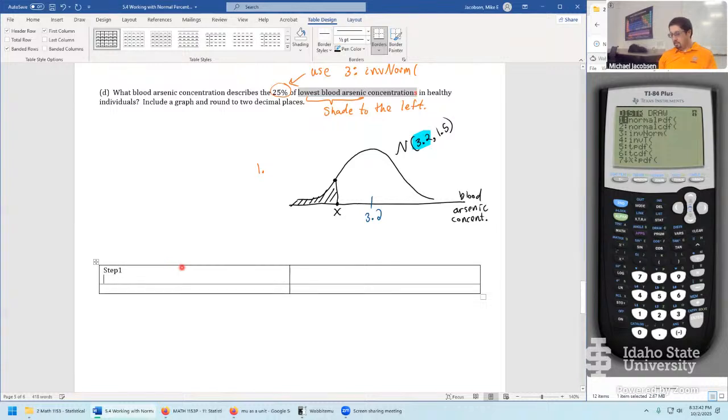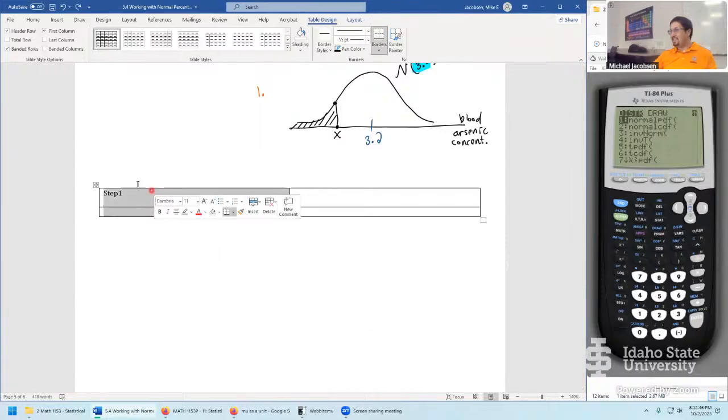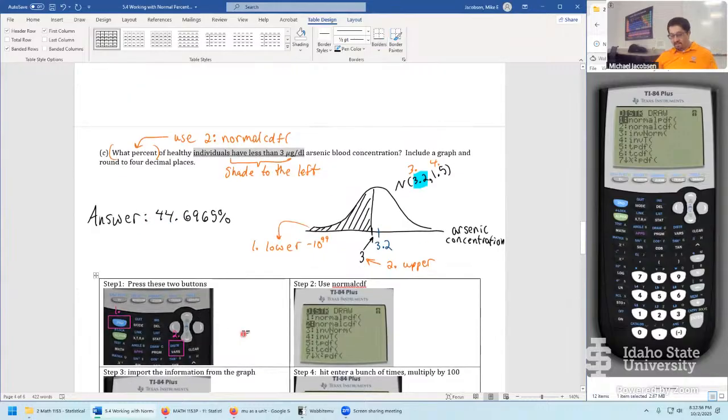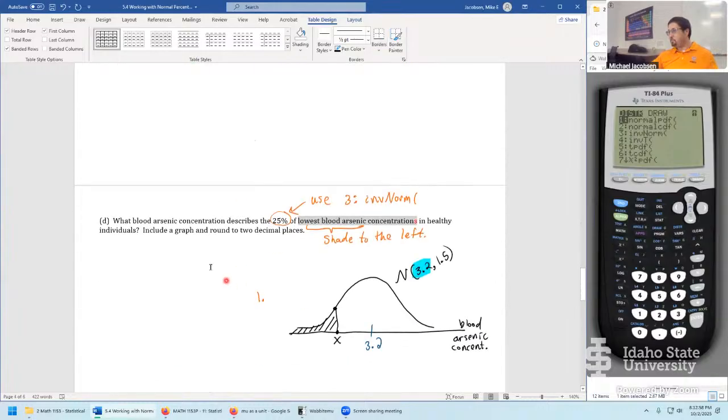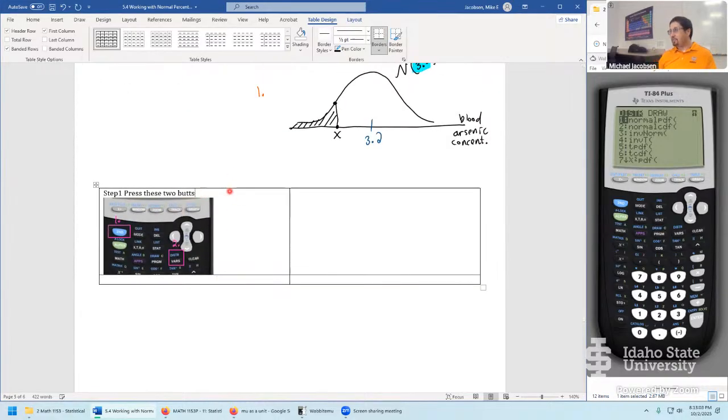Step 1. That is not step 1, darn it. Press these 2 buttons. Sorry, 1 second, struggling with the screen grab here. Certain I copied it this time. Let's see if it works. There we go, step 1, 2 buttons. Okay, then step 2.